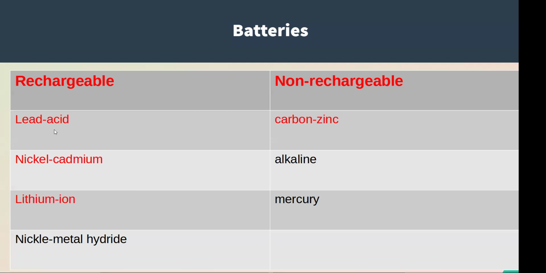This is showing your lead acid, nickel cadmium, lithium ion, nickel metal hydride. You don't see much of those anymore. Those are all rechargeable batteries. Your carbon zinc, alkaline, or mercury watch batteries, the small ones, none of those are rechargeable.